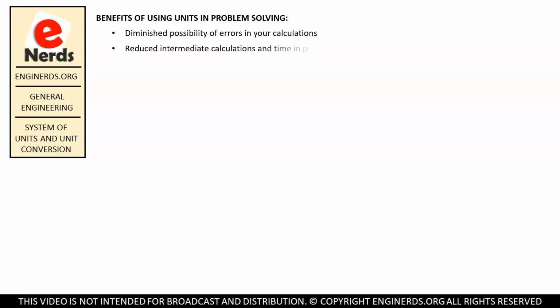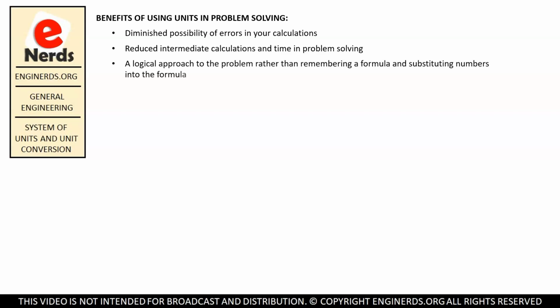Well, since in our lecture we'll be using these units in dimension in calculations, so it's better to talk about ano ba yung mga benefits of using units and dimensions in problem solving. So first, it diminishes the possibility of errors in your calculations. Second, it reduces the intermediate calculations and time in problem solving. It is a logical approach to the problem rather than remembering a formula and substituting numbers into the formula. And finally, it's easy interpretation of the physical meaning of the numbers you use. So yan yung ine-explain ko earlier para madali nating ma-interpret kung ano ba yung number na nakikita natin.